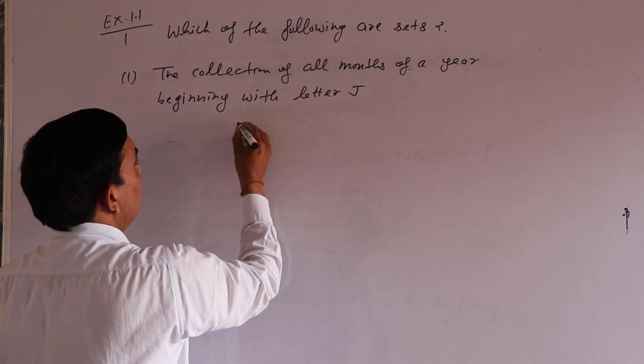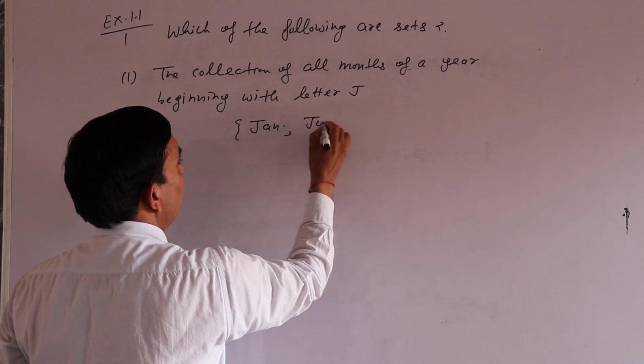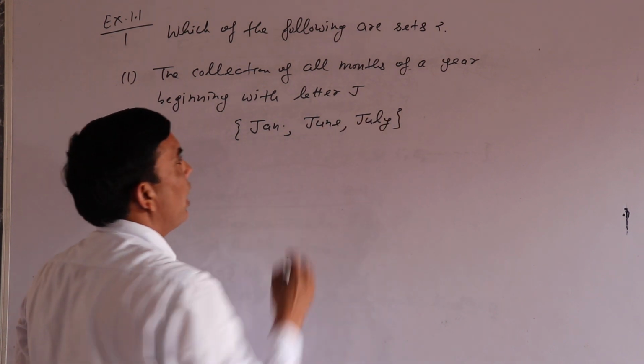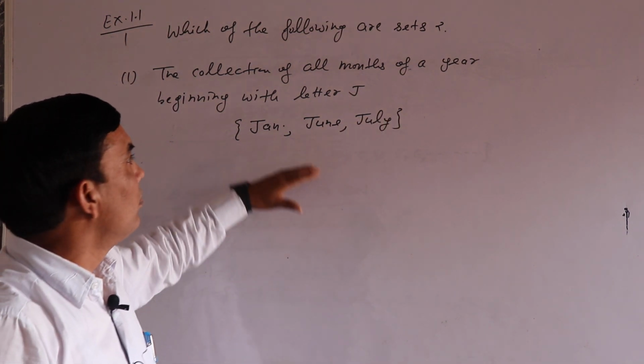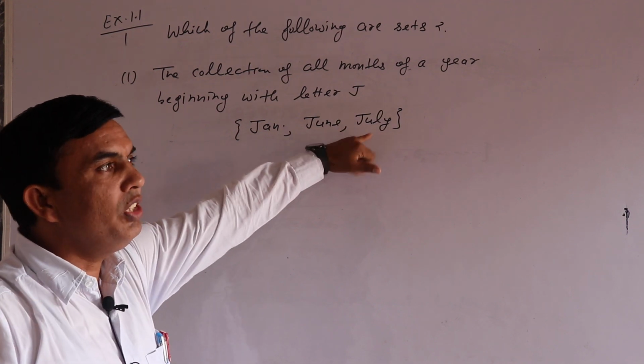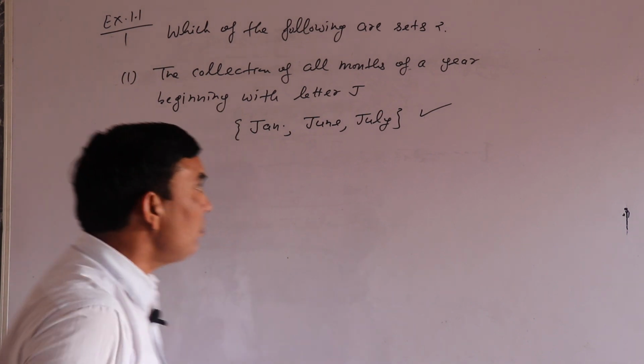So students, we can write January, June, July. Starting with J: January, June and July, which is well defined, hence it forms a set.